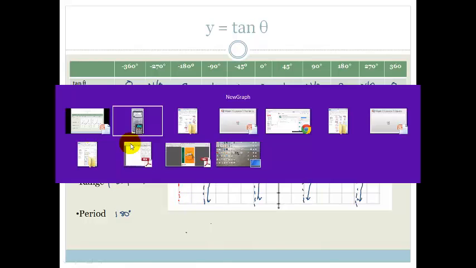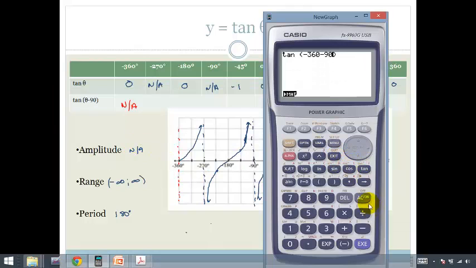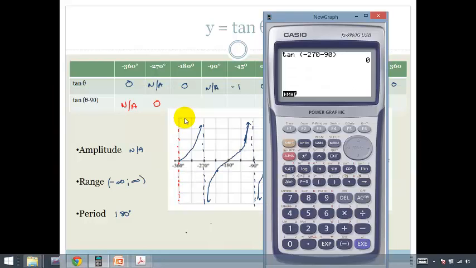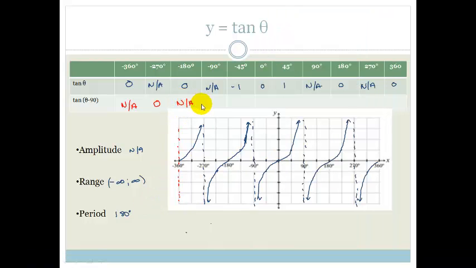Okay, let's pop in the next one. We're going to exit, clear it, and go tan of bracket negative 270 minus 90. Grade 11s, please feel free to do this on your calculators as we go as well. That's 0. And remember that your calculator has to be in degrees. So we're going to go tan of bracket minus 180 minus 90, close bracket, equals, and there is another asymptote, not applicable. So now our asymptotes are over here. So they've been shifted, definitely shifted. We just don't know which way they shifted.